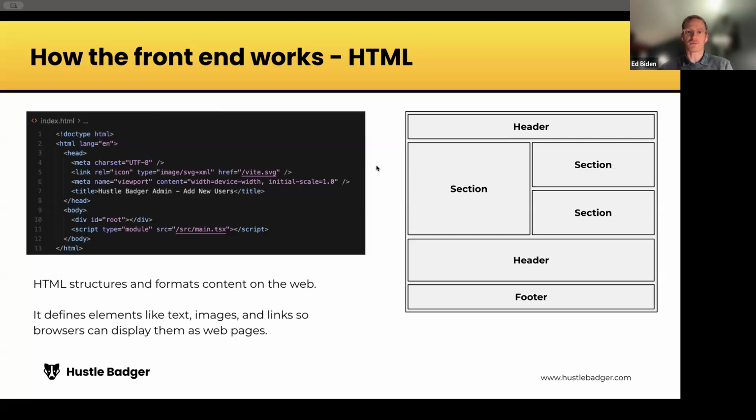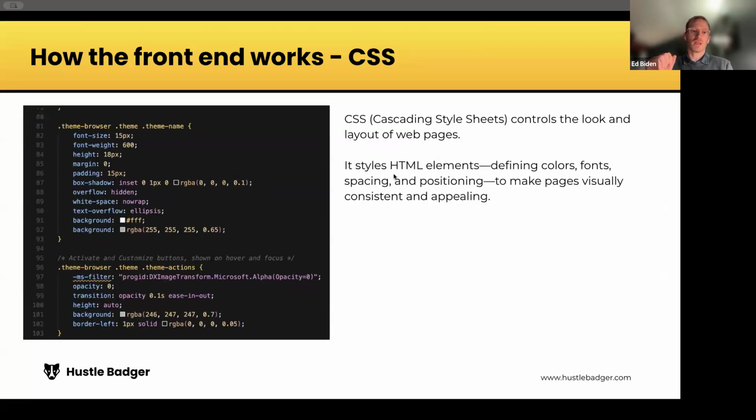So that's your HTML. The second type of component, second out of three that you get on the client end, is CSS, cascading style sheets. These control the look of the web pages. And in a CSS, this is effectively a style sheet. You've got these different tags here: theme browser, theme name.